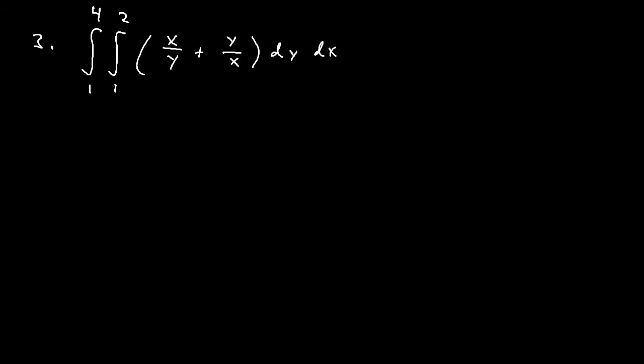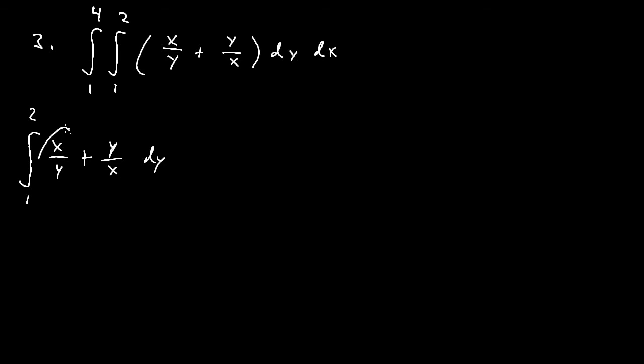So for number 3, we have the integral from 1 to 4 of the integral from 1 to 2 of x over y plus y over x dy dx. And so if I rewrite the inside integral here, we get the integral from 1 to 2 of x over y plus y over x dy. And so we're going to integrate with respect to y. So y is going to be the variable, x will be the constant.